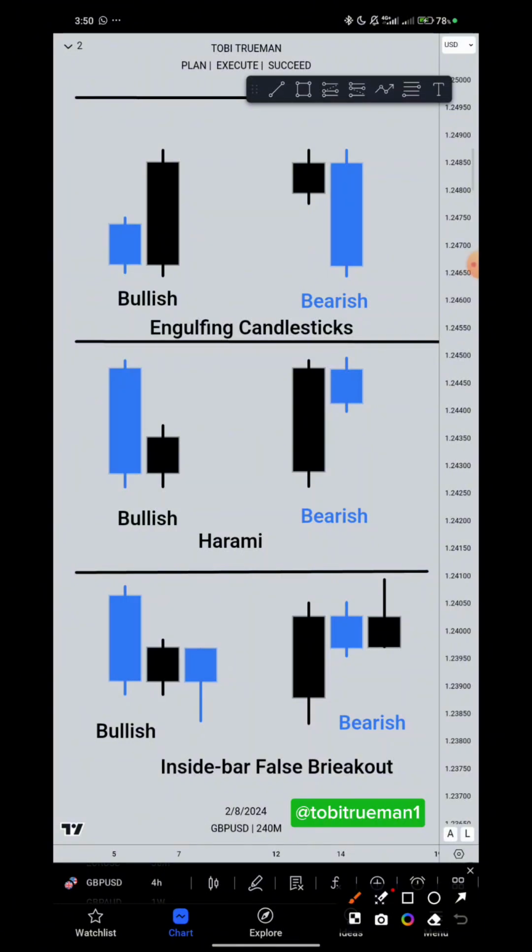The first one is the bullish and bearish engulfing pattern, and how do we know this is a bullish candlestick? Whereby the number one candlestick is very small, and then the following candlestick is more than, or let's say 2 times, the previous candlestick.